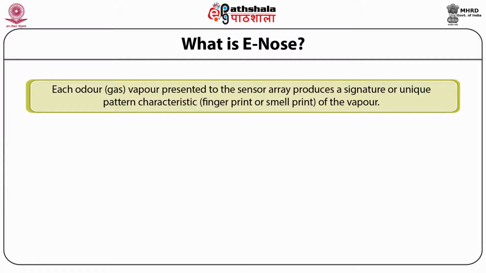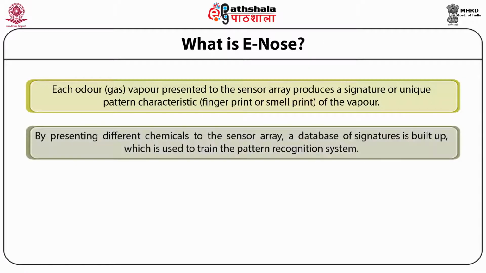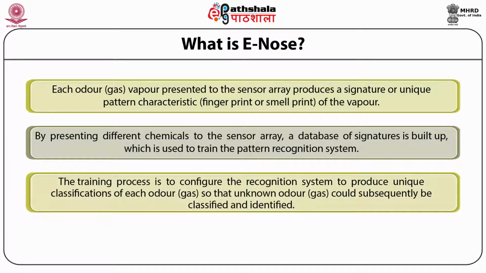Each odor vapor presented to the sensor array produces a signature or unique pattern characteristic, a fingerprint or smell print of the vapor. So students, by presenting different chemicals to the sensor array, a database of signatures is built up, which is used to train the pattern recognition system. The training process is to configure the recognition system in order to produce unique classification of each odor so that an unknown odor could subsequently be classified and identified.